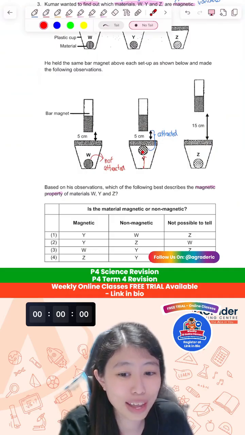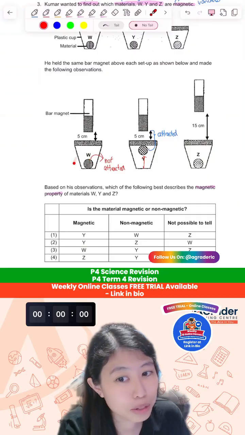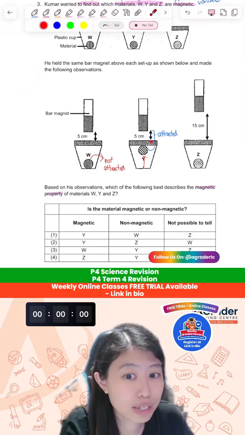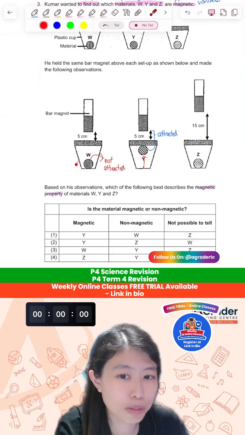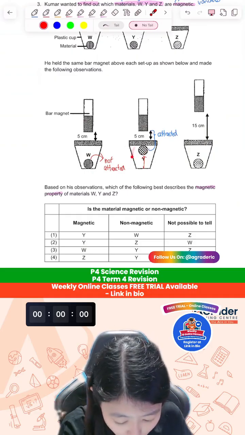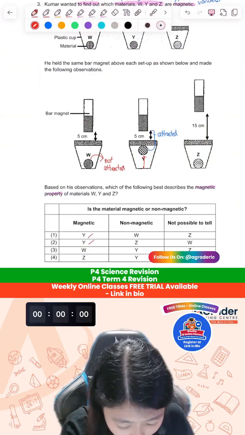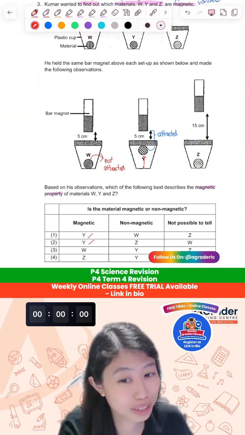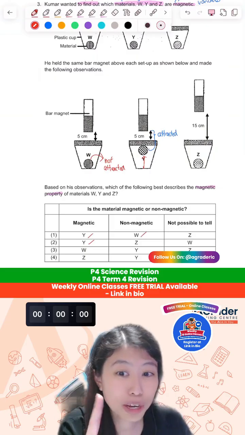Always choose the one that you are 100% sure of. You're not 100% sure whether W is magnetic, but based on the experiment, you can determine that it's non-magnetic, because this one is definitely magnetic. If I have to choose one, you can't possibly choose W as magnetic, right? So you have to choose Y as a magnetic material. And if we have to choose either one, W will be non-magnetic.